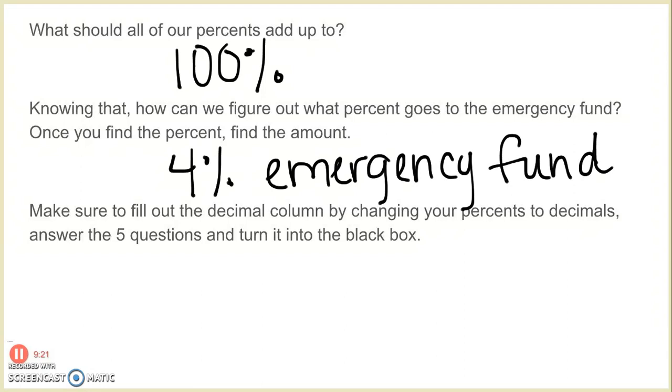So after we find our percent, I want you guys to go ahead and find the amount on your own. And after you find the amount of your emergency fund, make sure you change all of your percents to decimals. Fill out that column, and after you're done changing all your percents to decimals, answer the 5 questions on the bottom. Once you are done with the 5 questions on the bottom, go ahead and make sure your name is on it. You can staple your work to your sheet of paper, or you can just put both in the black box, and we're done for the day.